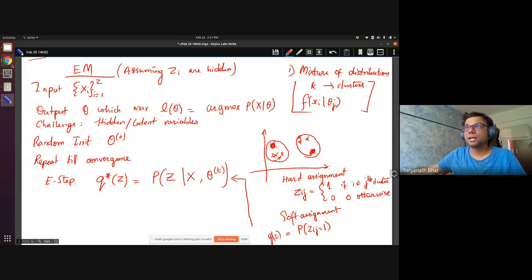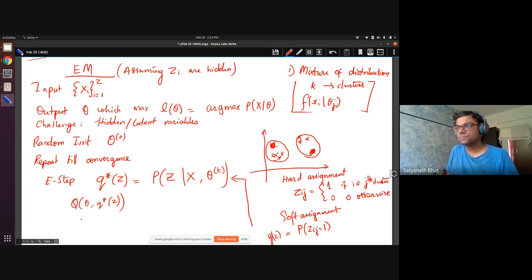Yes, sir. It's just a simple posterior. So you are just trying to find out what is the probability that you see a particular Z. And how do you get that probability? It's based on whatever data you have seen and what is your previous estimate, so that is theta t. Using this, we can estimate what is called Q star of Z.